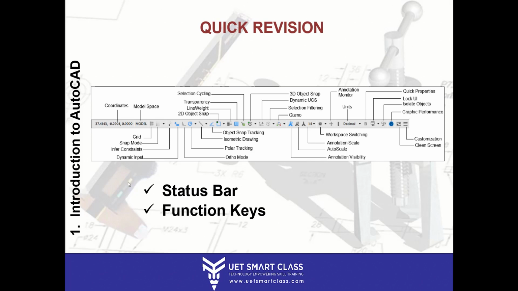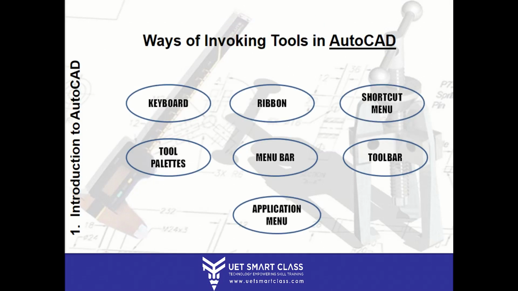Okay. Function keys are toggle on off through your keyboard F1 to F12. Please do practice and memorize all of these function keys for fast and easy use of functions through your keyboard. Alright. Let's start with a new topic.